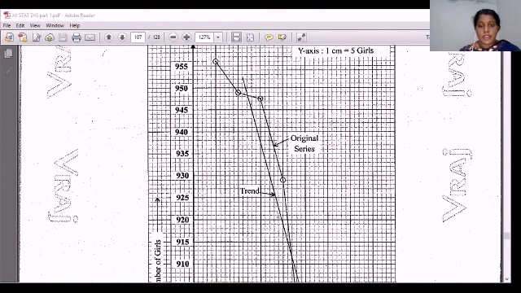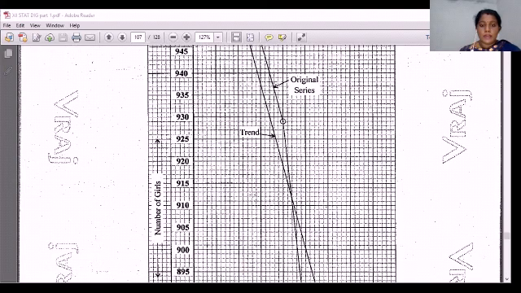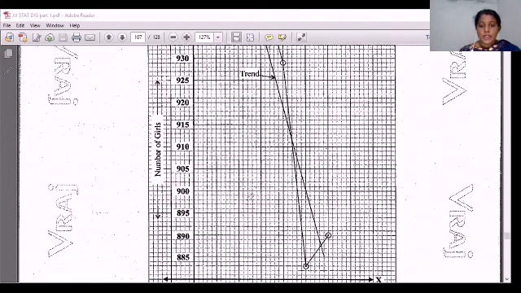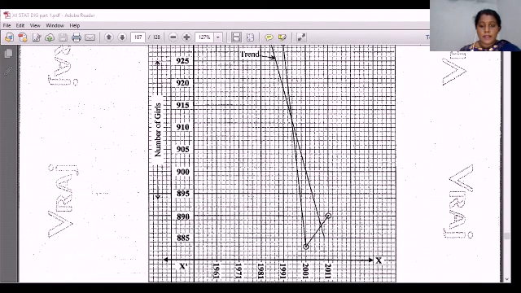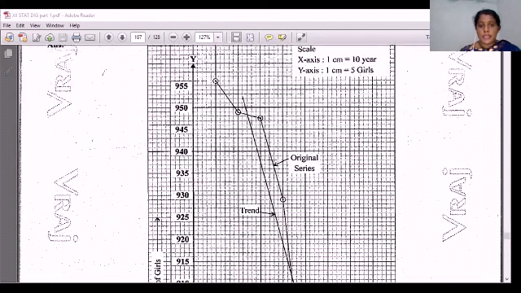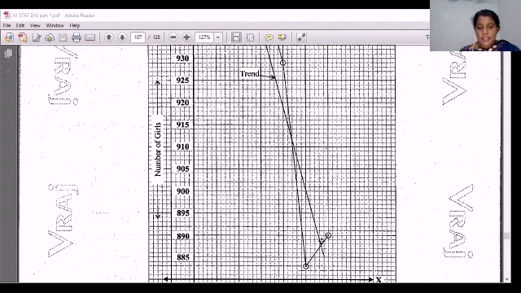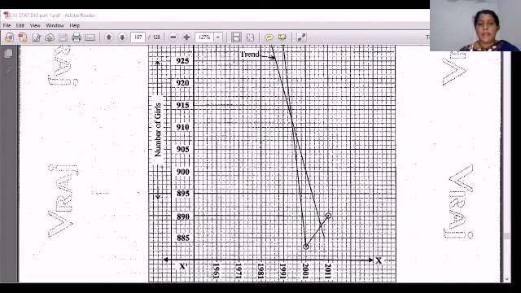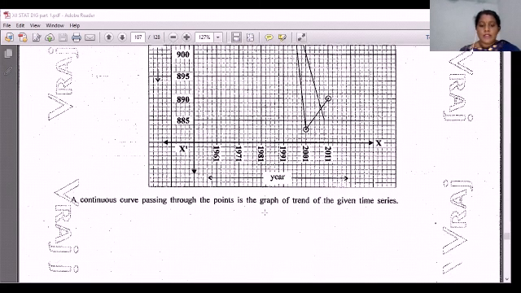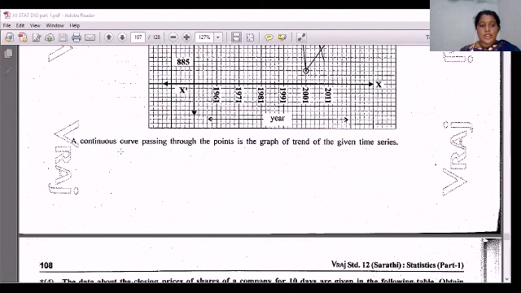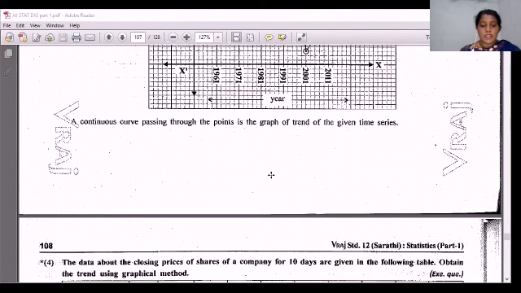You have to join the points and draw one trend line. So this is the way to use your trend graph. See, this graph is going something like this, here this way and here like this. So the trend line moves like this, or you can use a curve. I think a curve will be better so that it covers all the points. A continuous curve passing through the points is the graph of the trend of the given time series, right?